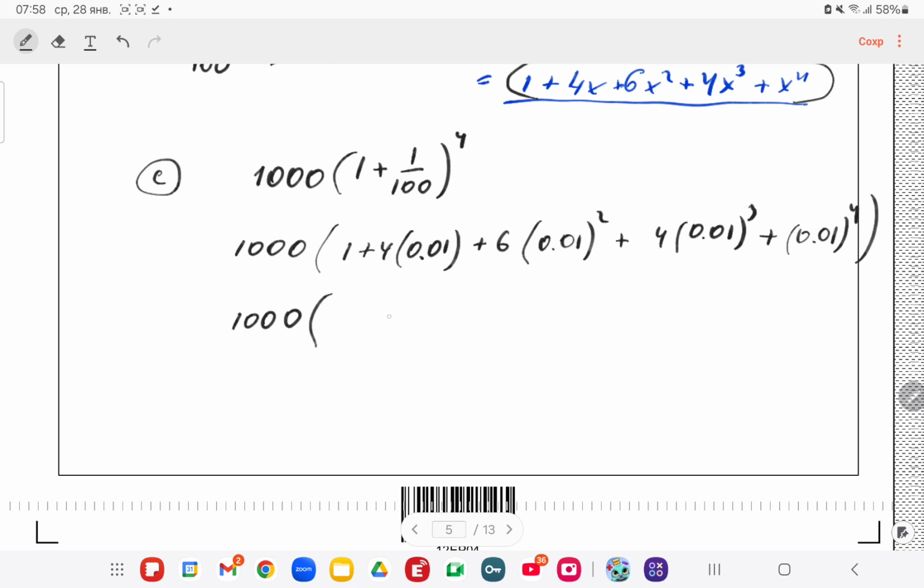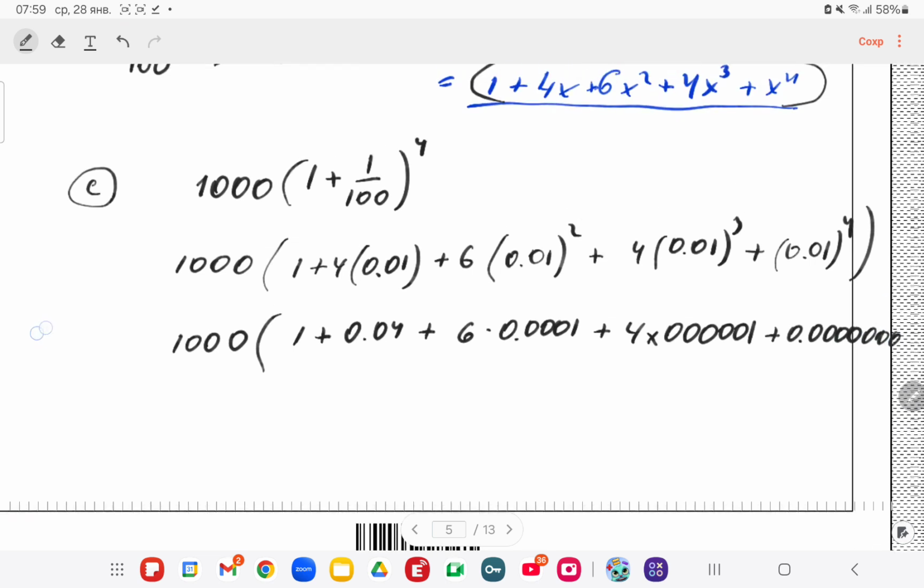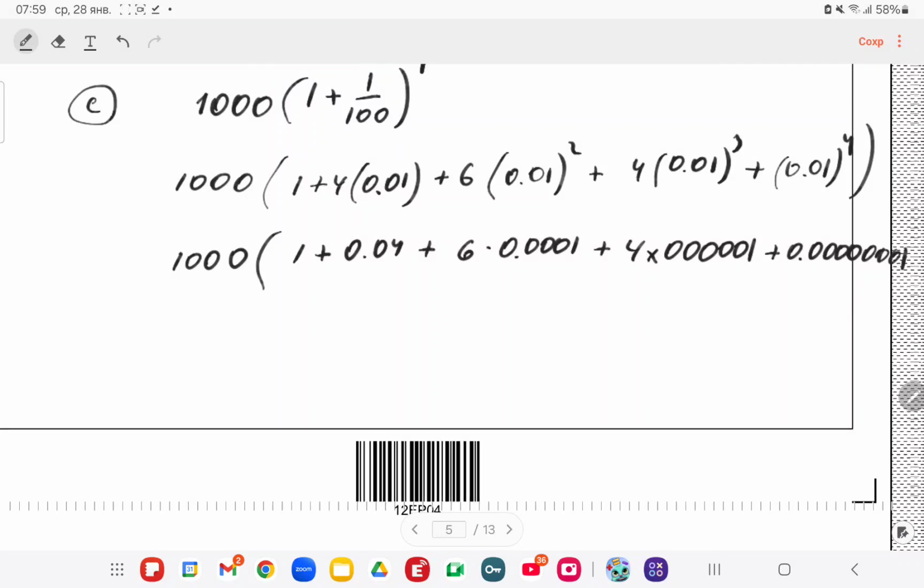So there are 4 marks, so it's about 4 minutes. 0.04 plus 6 times 0.0001 plus 4 times, it's going to be like this, right? And so you see that it's multiplication. You see that the last numbers here do not really play a huge role. Okay, and that's why we just open the bracket.